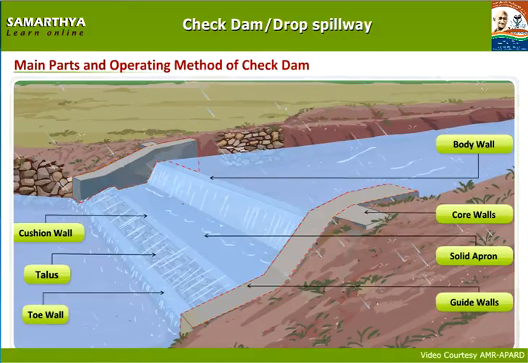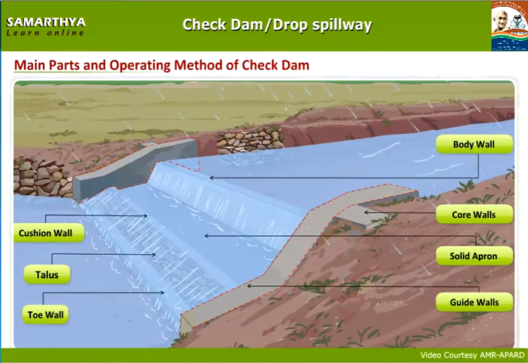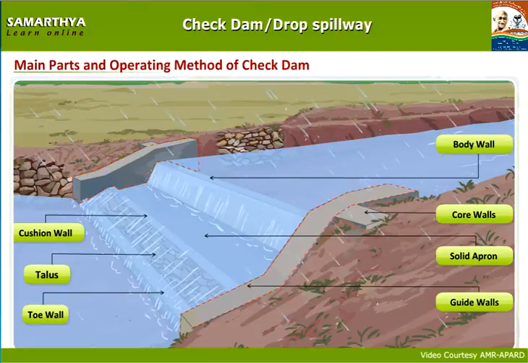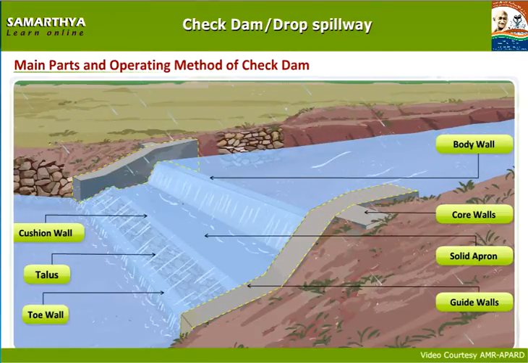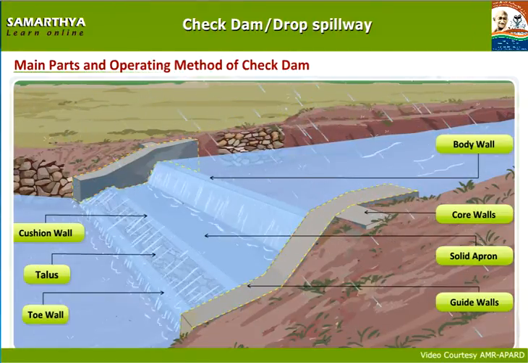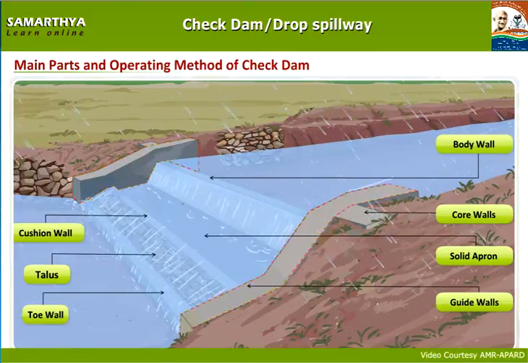Guide walls. These walls prevent soil on the walls from sliding off due to the velocity of water and protect the cement construction from widening of the stream.